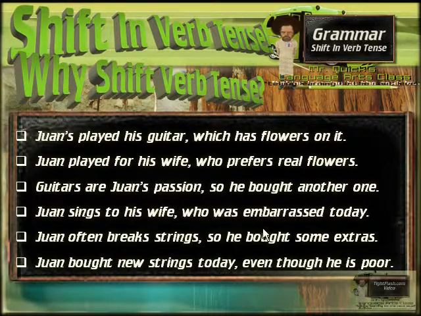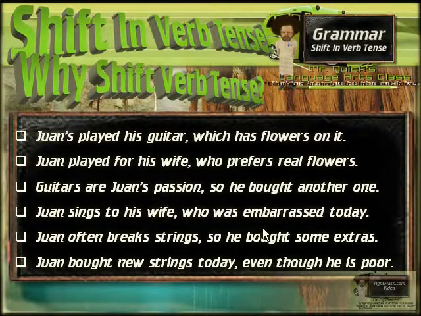What was the reason? Okay, so Juan played his guitar. Of course, we can assume that played is a completed action. Okay? And this next clause, which has flowers on it, is giving us a little more description as to what has flowers on it.